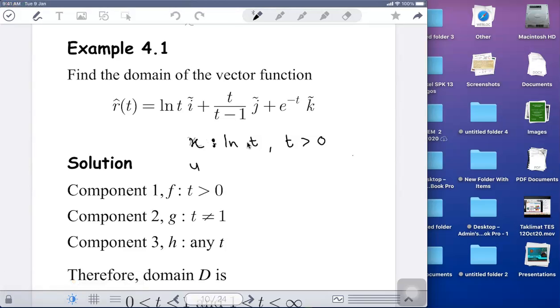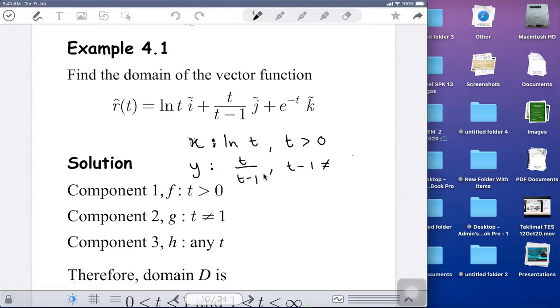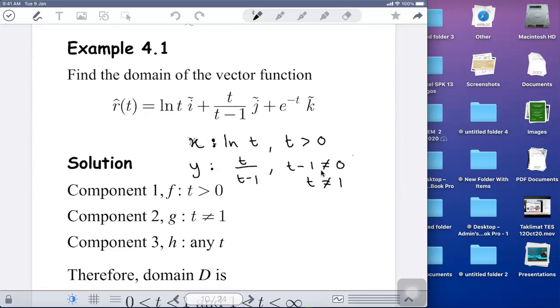Okay, now for the component y, you have t over t minus 1. So you have the fraction form. Here the t at the numerator has no condition, right? However, the t minus 1 in the denominator cannot be equal to 0. If you have 0, then y does not exist. So in order to have y always exist, we put the condition here. Or you can rearrange, so you can see that t cannot be equal to 1.